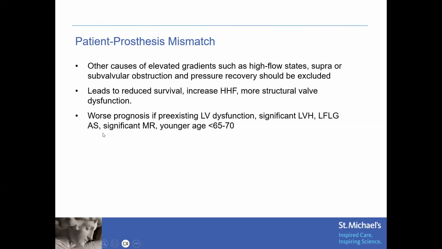And again, with patient prosthesis mismatch, you always want to make sure that you're not missing some pathologic reason for why they have elevated gradients. But patient prosthesis mismatch in and of itself is a bad prognostic sign, can lead to reduced survival, increased heart failure hospitalizations, and in time, because the valve is too small for the patient's needs, that large amount of flow through it causes valvular dysfunction as well. If a patient has LV dysfunction, significant LVH, or low flow low-gradient AS, all of those are bad prognostic signs. Younger age is also a bad prognostic sign when you have patient prosthesis mismatch.